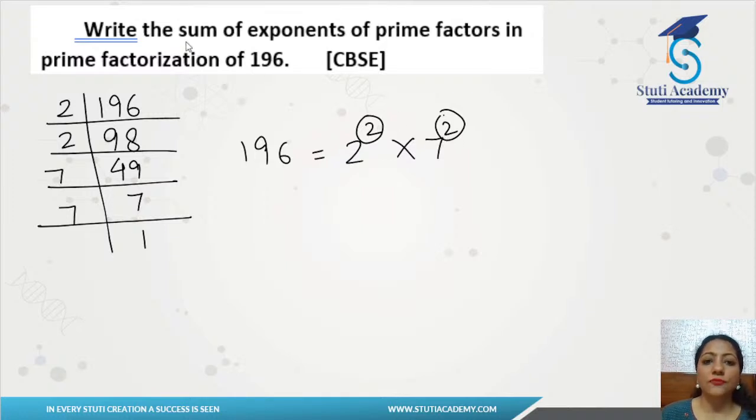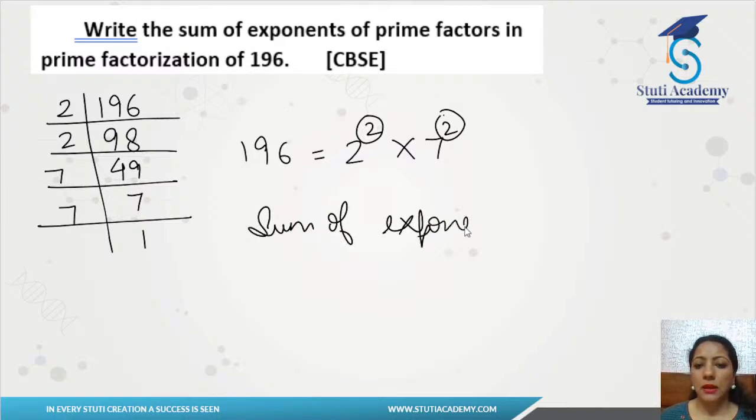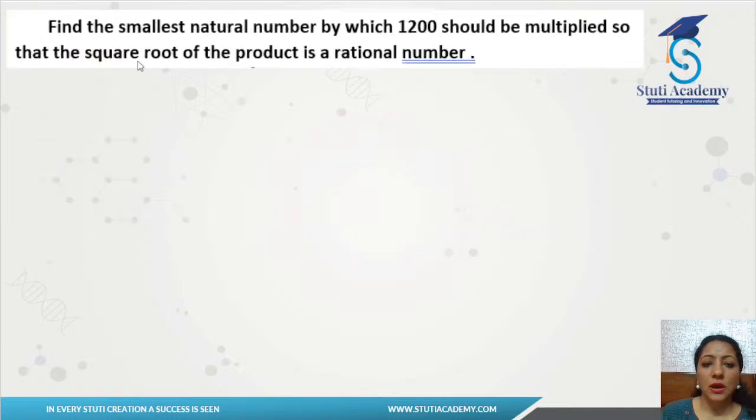So we have to solve for the sum of the exponents. So sum of exponents here is 2 plus 2, that is 4. So 4 is the final answer. Sum of the exponents of the prime factors of 196 is 2 plus 2, that is 4. Alright, so let us proceed now.